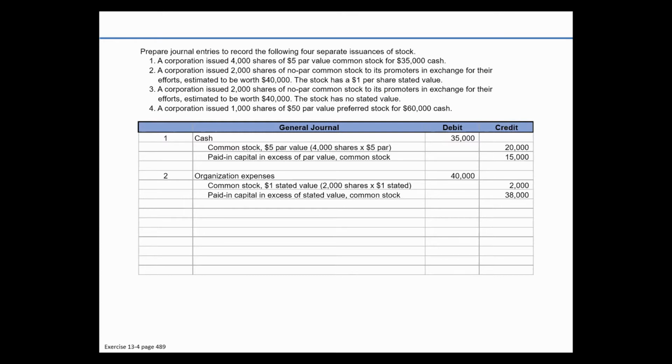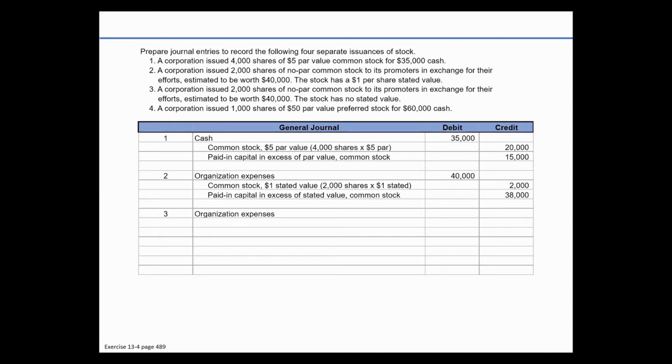And that's the paid-in capital in excess. Now let's look at scenario number 3. A corporation issues 2,000 shares of non-par common stock to its promoters in exchange for their efforts, estimated at $40,000, but now this time the stock has no stated value. So in part 2 of this, the stock had a $1 per share stated value. Now the stock has no stated value.